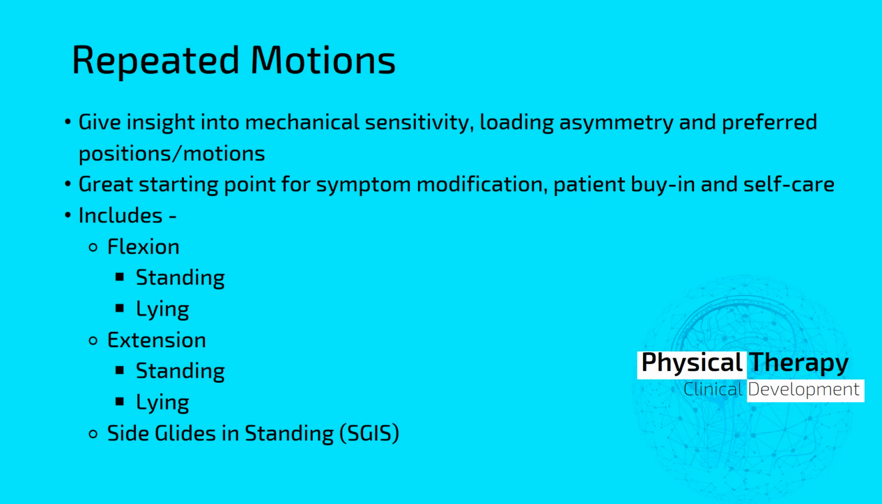The other thing here is loading asymmetry. This is really another beautiful thing about repeated motions: it tells us what this patient prefers in terms of directional preference. So what movement do they have a lot of mobility into? What position do they feel good in? Or what movements or positions cause their pain or are significantly limited in mobility? And then, tying into that, what positions or movements do they prefer?